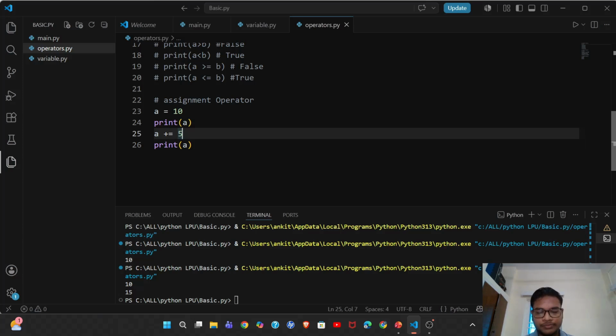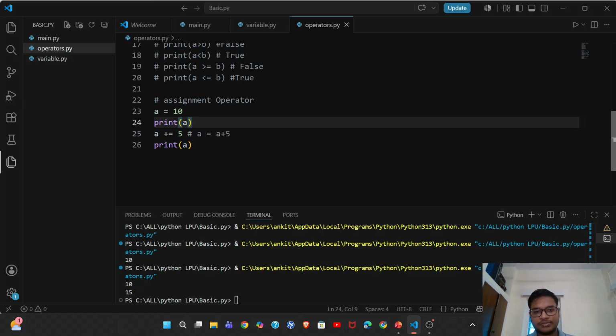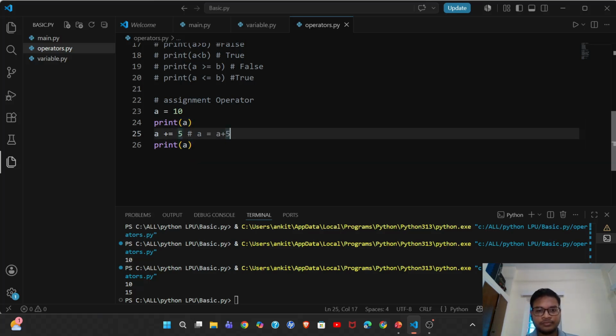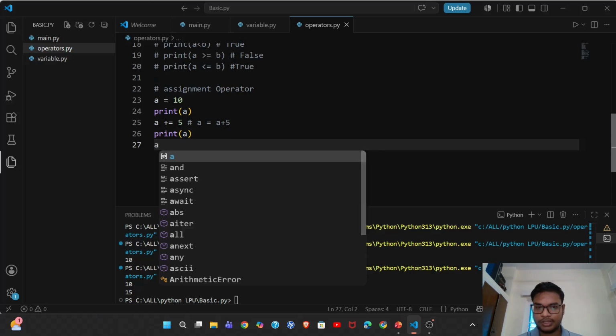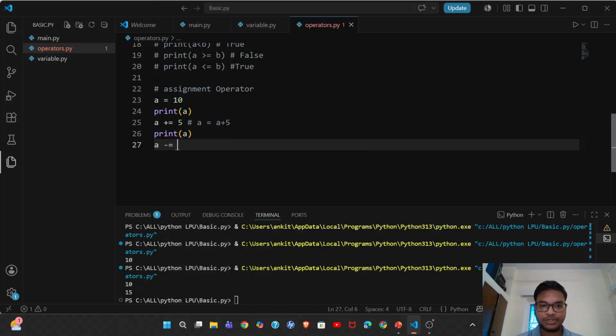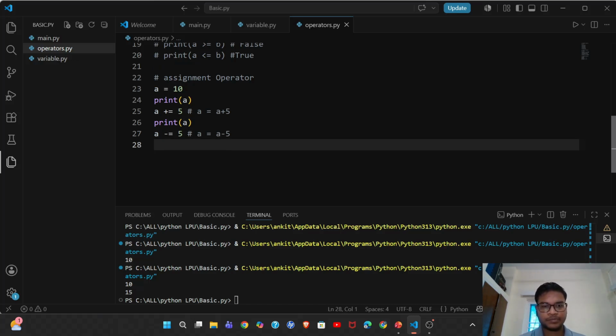So what does it mean? It means that a equals a plus 5. Okay, so now the value is 15, and the next one is a minus equal to 5. That means a equals a minus 5. Now print.